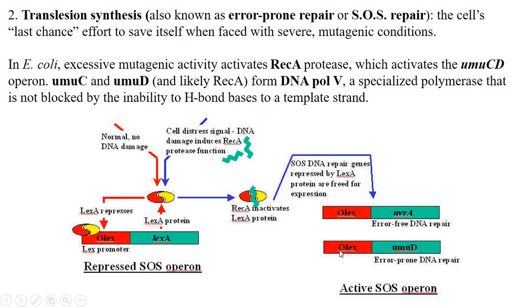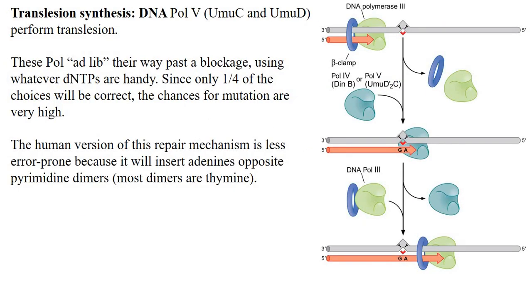So same thing here. There are now the different parts of this operon. These are now free, or these are activated. So these different portions of these genes will then translate different portions of pol V, and this pol V will take over instead of pol III, and this is called the activated SOS operon. So in translesion synthesis, DNA pol V, which is UmuC and UmuD, performs the translesion synthesis.